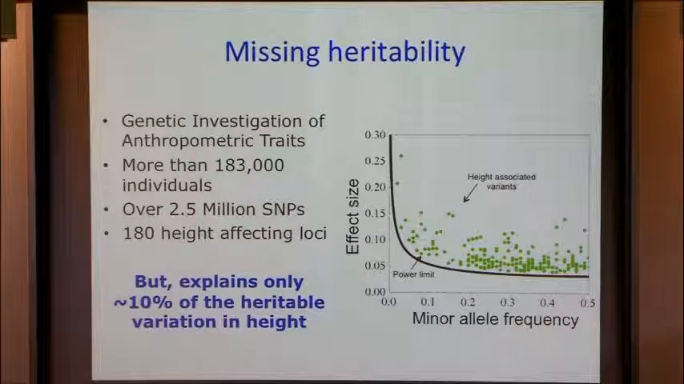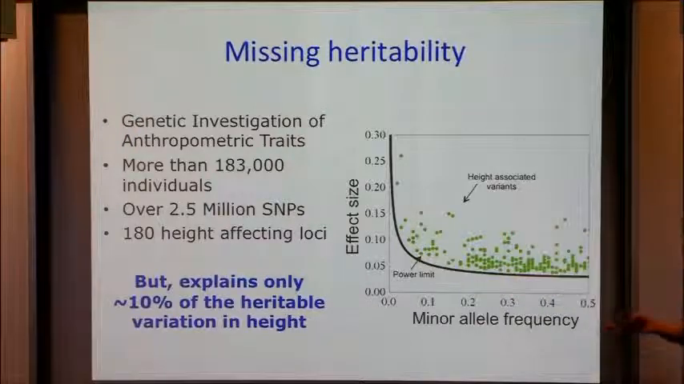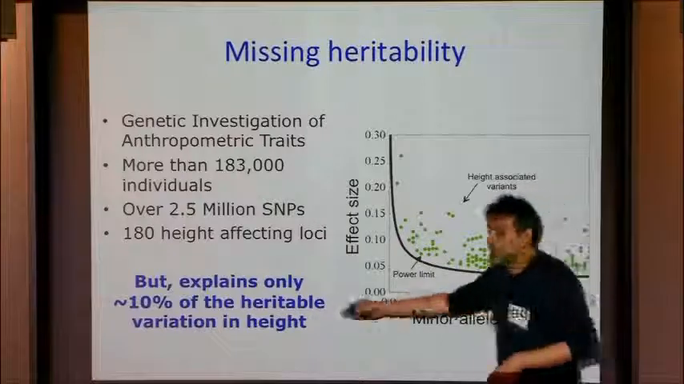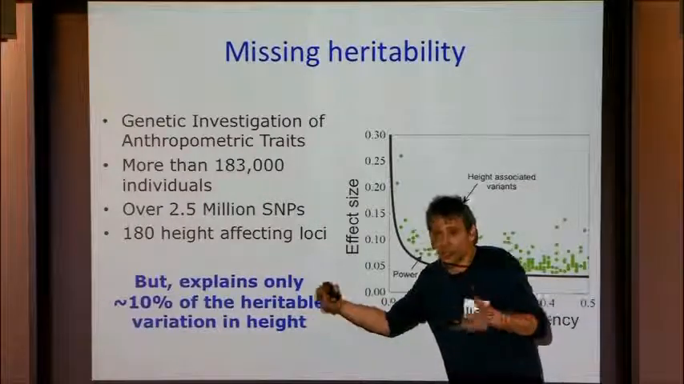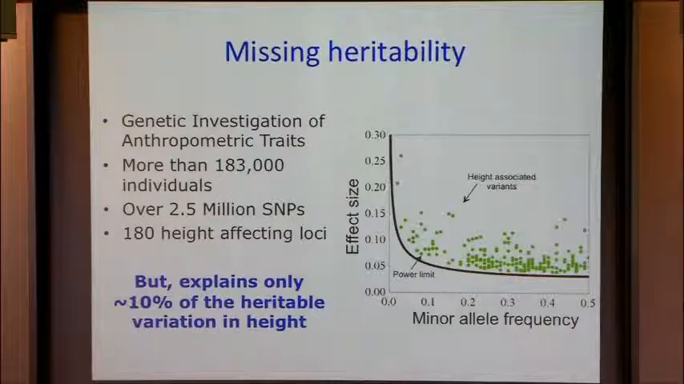So, obviously there's limited power, and indeed you could estimate how much of the heritable variance in height these associations explain, and despite discovering 180 associations, this explains only 10% of the heritable variation, and this is the well-known, from recent years, missing heritability problem.